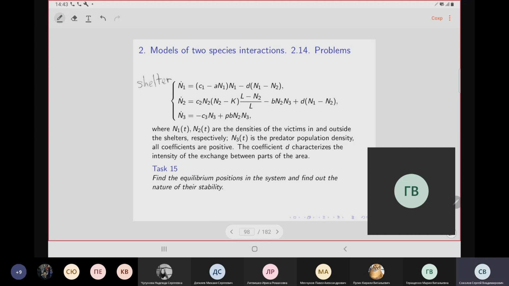In the shelter there are no predators here. In the shelter, they are safe, so they are only limited by themselves. And the second, these are victims outside the shelter. The coefficient D(N1 minus N2) is the transition between the shelter and the outside. And outside the shelter, there is the lower critical value. The equation with lower critical value, and the same, the transition of biomass.